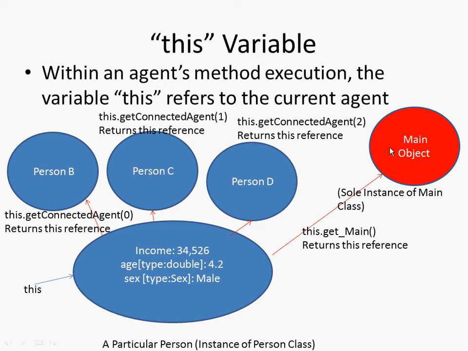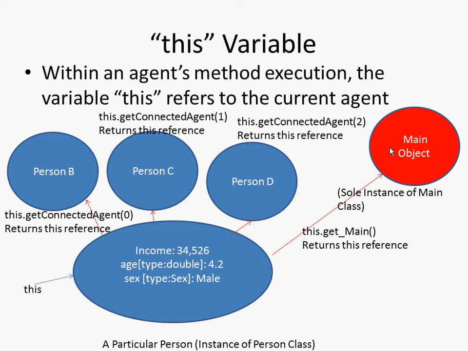So, it's a good question. If I have told this agent to do something, maybe calculate its income over the past 5 years, or maybe I tell it to have a child, or maybe I tell it to go and seek out a new friend, in the associated Java, this will refer to this agent, because that's the one that's doing this work right now.